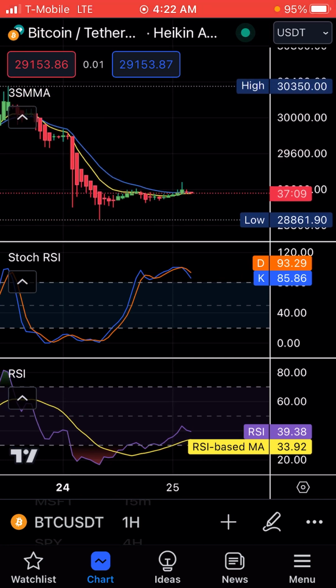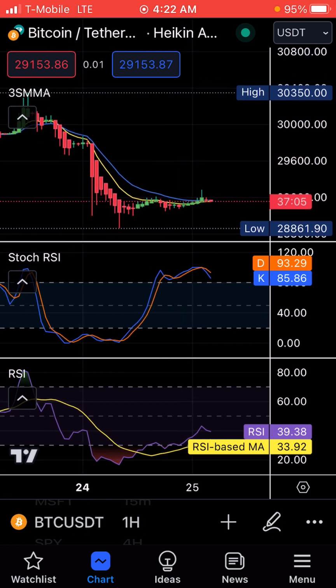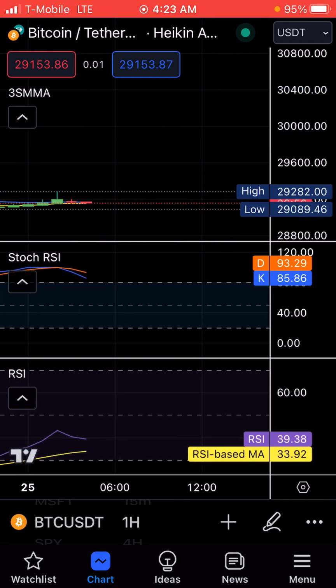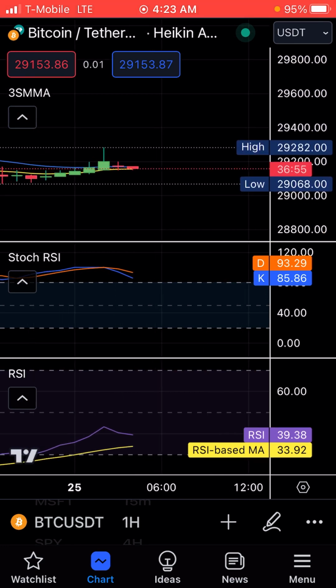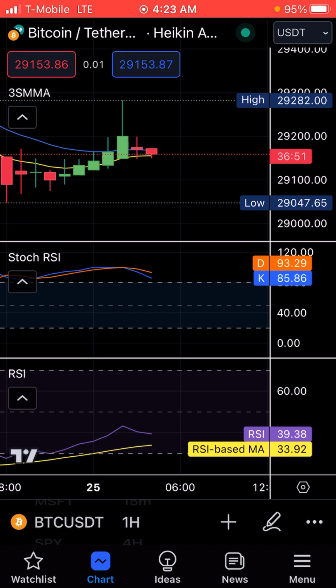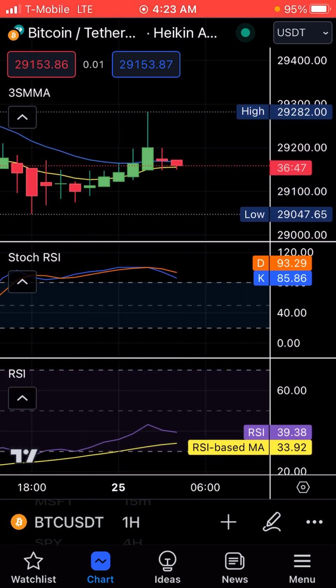We can do it on the hour here. So basically what we got here is from the last, let's just zoom in here. We want to get closer. Okay, right here is pretty good. So we got the last maybe 10 hours or so right here.